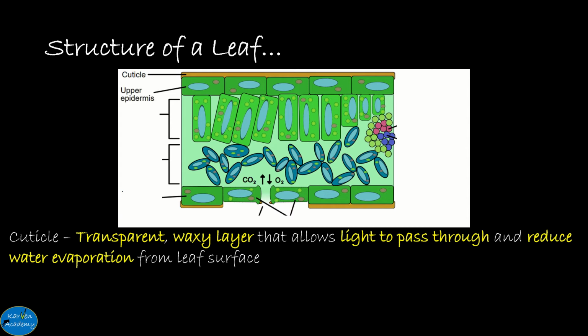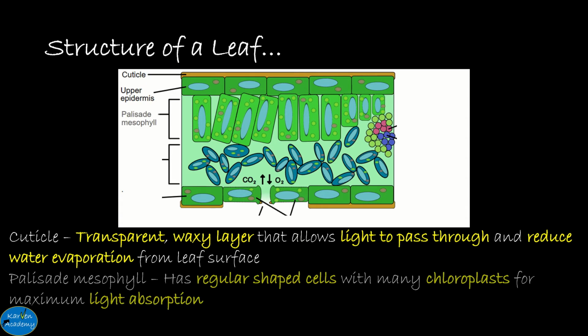Then we have the upper epidermis, and it provides the support for the cuticle. Other than that, it doesn't really have any important functions. The palisade mesophyll consists of palisade cells, and these palisade cells are arranged in regular columns. These palisade cells contain many chloroplasts, which allows for maximum light absorption. And because they're located on the top surface rather than the bottom, again, this allows for maximum light absorption.